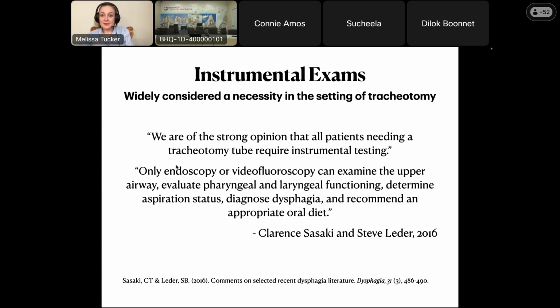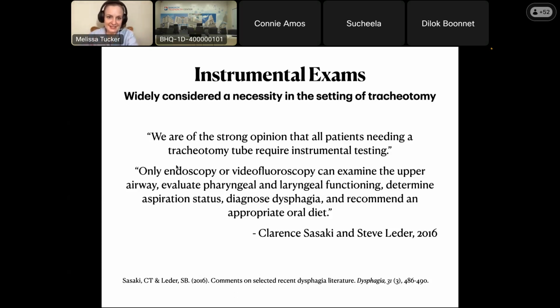So instrumental exams are widely considered a necessity in the setting of tracheostomy. And to just put a fine point on this, I included a couple of quotations from an article from Dr. Sasaki and the late Dr. Stephen Leader, who I mentioned earlier. This was not a research article, but it was sort of a letter to the editor that they submitted to the journal Dysphagia in 2016. This was shortly before Dr. Leader's passing. It was titled Comments on Selected Recent Dysphagia Literature.